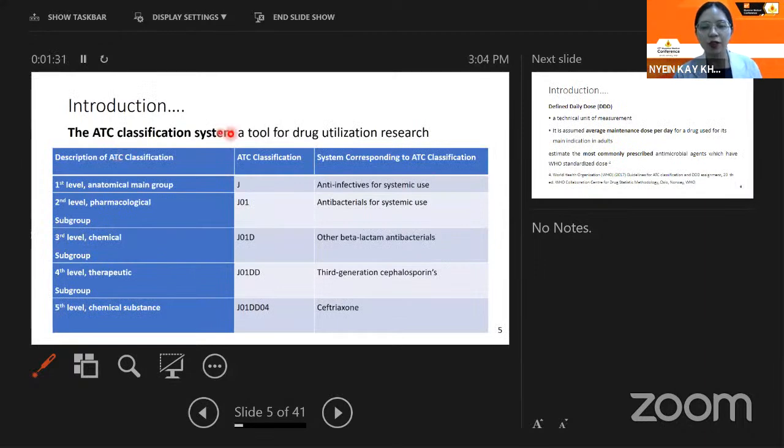The ATC classification system has 5 levels. The first level is the anatomical main group. The second level is the pharmacological subgroup. The third level is the chemical subgroup. The fourth level is the therapeutic subgroup. And the fifth level is the chemical substance.